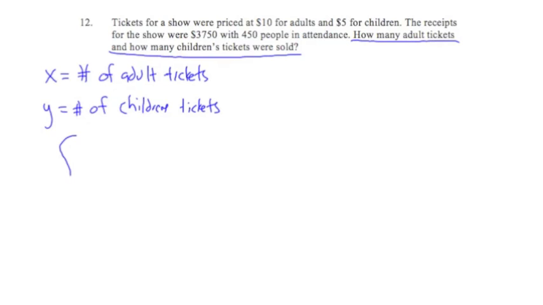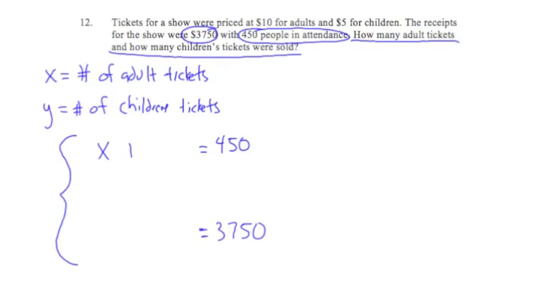Okay, now I need to set up my system of equations. Now, most of these systems of equations are based on some sort of total, and this type of problem is. So the first total that we have here is that there are 450 people in attendance at this show. So that's going to be one of my totals. The other total that I have is that at this show they've collected $3,750. So there are my two totals. Now I just need to go back and write my equations. So how do I come up with this 450 people in attendance? Well, if I added the number of adults that attended, which is their ticket sales, plus the number of children that attended, I'd end up with 450.